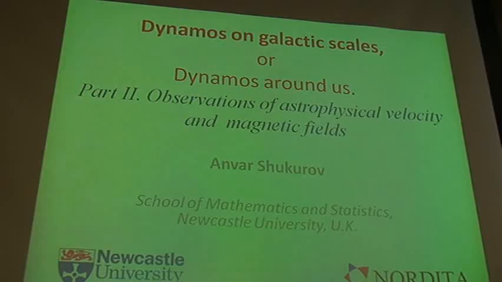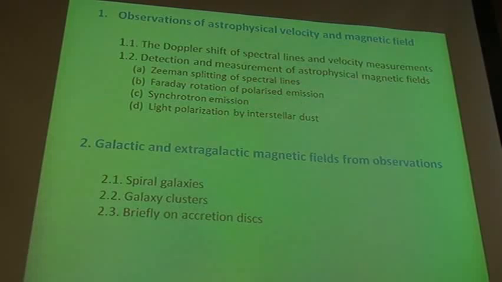So, observations. I will first discuss the observations of a velocity field. It is basically one single method based on Doppler shifts, known to everybody. And then we shall talk about observations of magnetic fields, and then we shall discuss the results of those observations. What do we know about magnetic fields in spiral galaxies, galaxy clusters, and very, very briefly, at the level of showing a couple of colorful pictures, we shall discuss accretion disks.